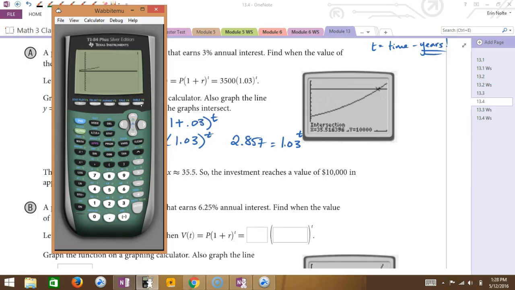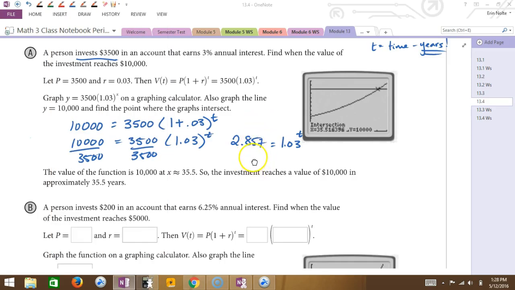Okay, so there's my super slow exponential equation. And there's, perfect. Okay, so that's in the window. So then I hit second trace, and I hit number 5 for the intersect, and you enter, enter, enter. Second trace, number 5, and then enter, enter, enter. So what's the X value that I get? 35.5. Okay, so that's my answer.